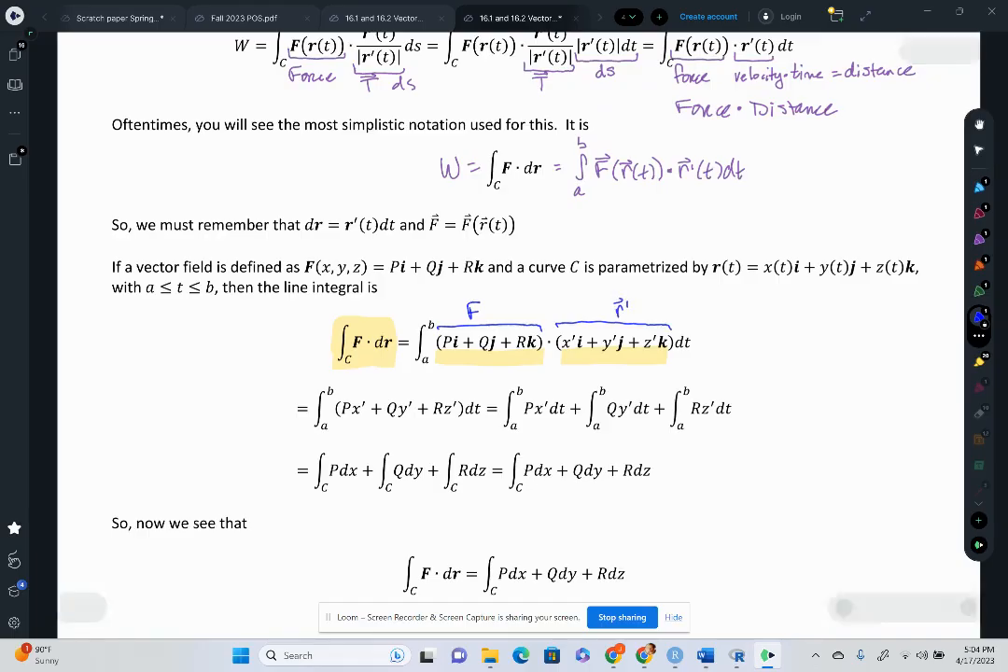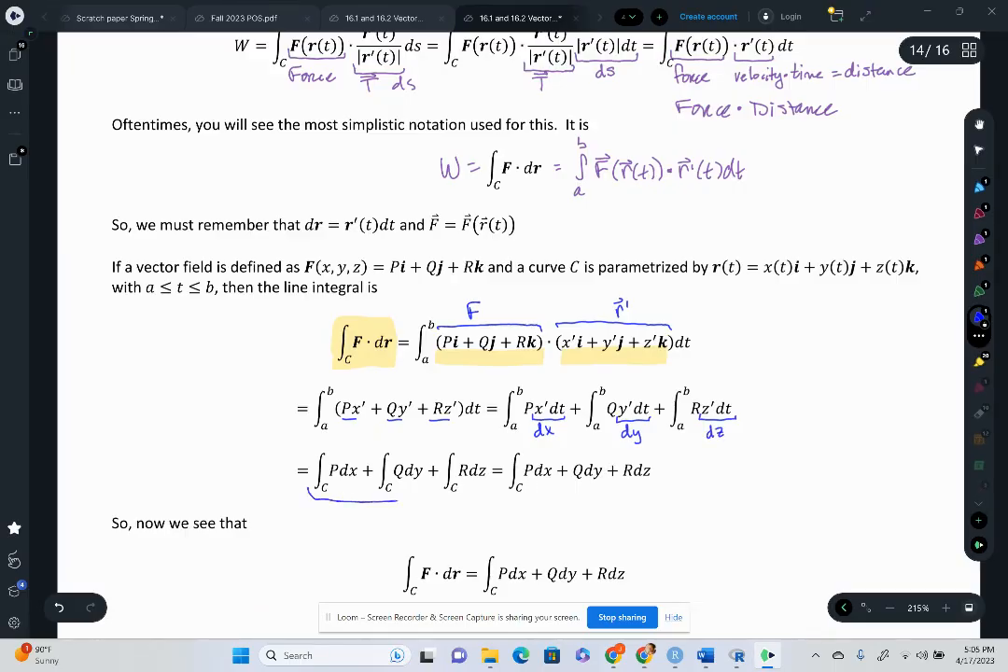Okay, so this is F, and this is r prime. Now, if I go ahead and do that dot product, then remember a dot product gives you a scalar function. So what we're going to do is multiply like components and then add them all together. So this is where I get Px prime plus Qy prime plus Rz prime, and then there's the dt at the end. If I distribute that dt to each one of these, I have an x prime dt, a y prime dt, and a z prime dt. Well, we know from before that x prime dt is just dx, y prime dt is just dy, and z prime dt is just dz.